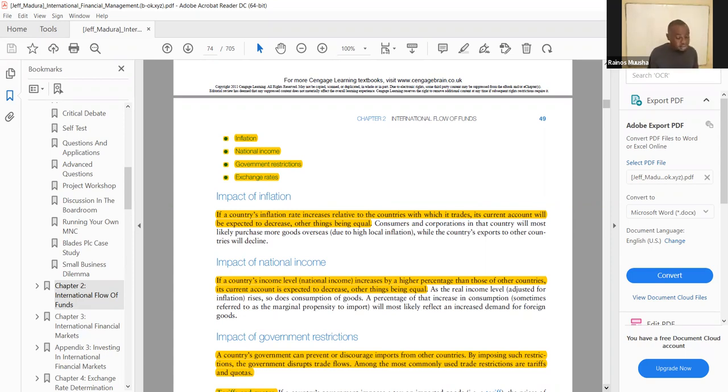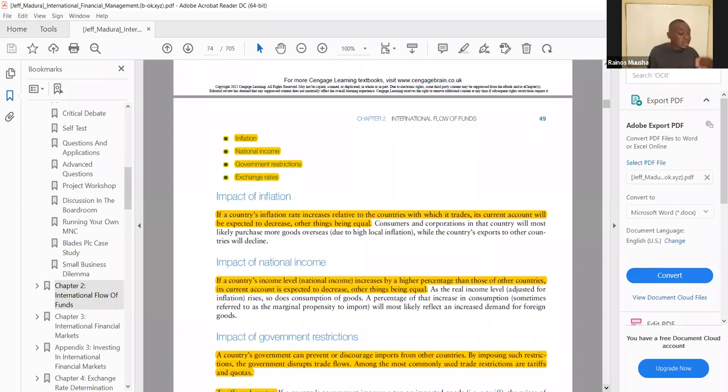Why would that be? When you look at inflation, by definition, inflation is the general increase in what? The cost of goods and services. So what does that mean? It means that if inflation goes up relative to our trading partners, our goods and services are going to become more expensive, right? And if our goods and services become more expensive, foreign customers who are supposed to be demanding our goods are going to find it better to buy from other sources or from their domestic market, mainly because it will be cheaper for them.